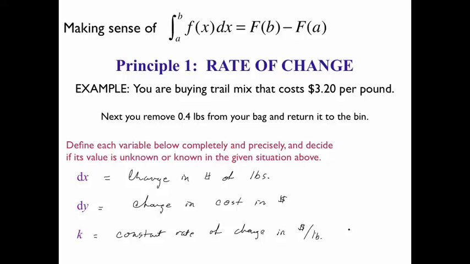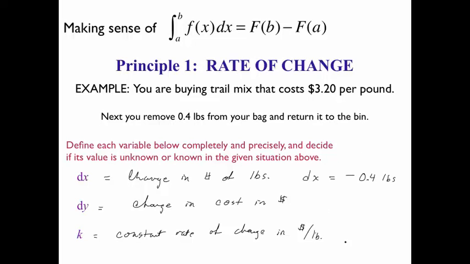So our definitions stay the same. Do we know the value of dx? What is it? 0.4, is that right? Negative. A negative change means a decrease in the value of x, and that's what happened. The pounds went down, 0.4 pounds, so our dx is negative.